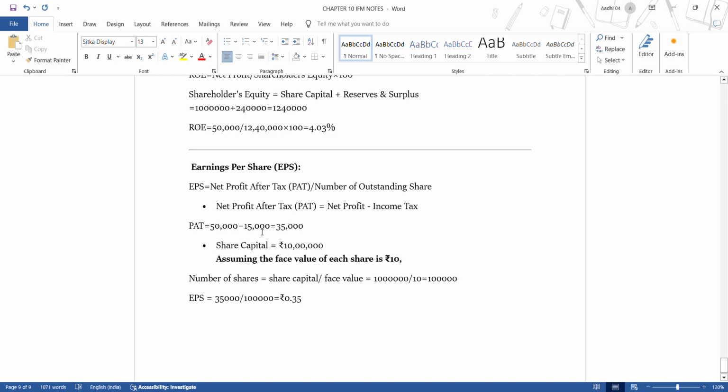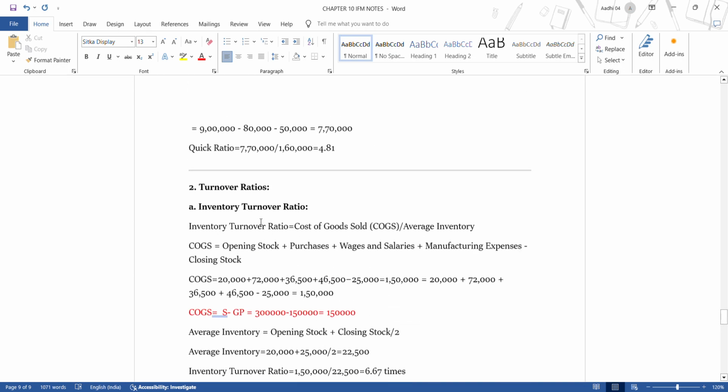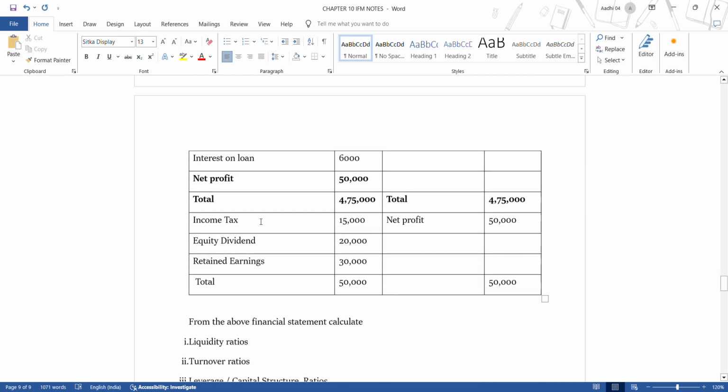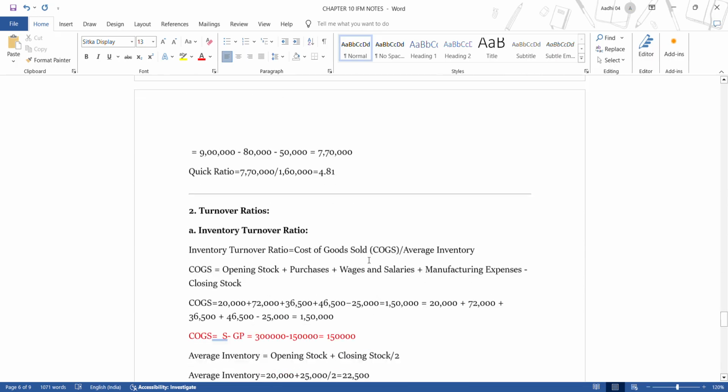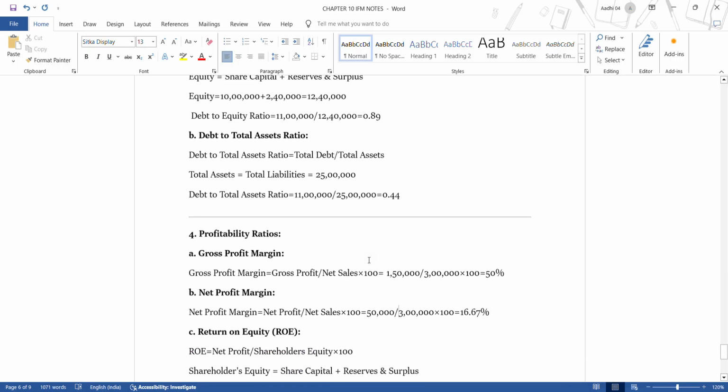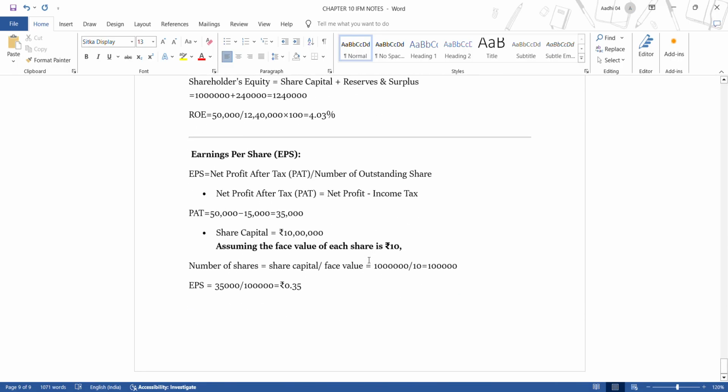There is a tax coming in the question. Yes, there is an income tax of 15,000. So net profit is 50,000 and there is an income tax of 15,000. According to the formula, we need net profit after tax. So 50,000 minus 15,000, that is 35,000. So this is our actual net profit.